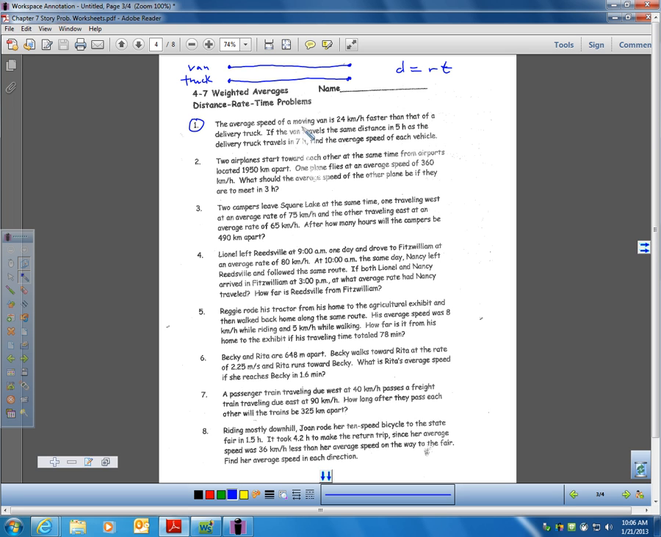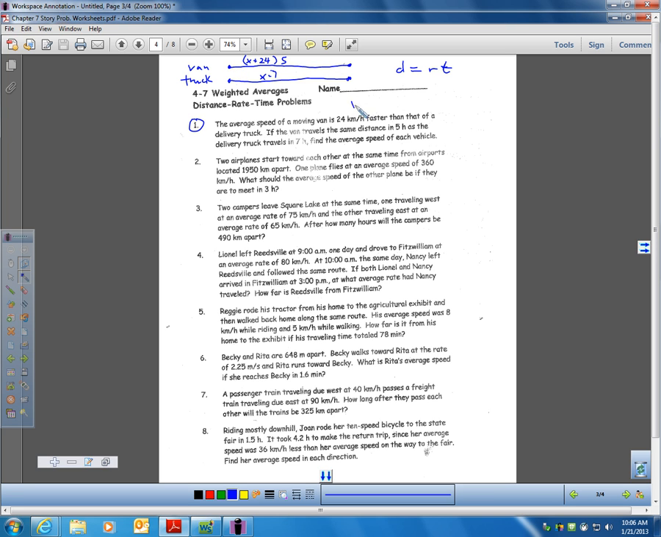Now, the van is 24 kilometers per hour faster than that of the truck. So the rate, I have no clue what the truck's rate is. I'll just call it X. There's the truck's rate. I don't know how fast it's going. The van is 24 kilometers per hour faster. So if the truck is traveling X kilometers an hour, the van must be going X plus 24, right? The van travels in 5 hours, so the time for the van is 5. So here's the rate and time of the van. It's rate times time. The truck travels 7 hours. Here's the rate times time of the truck. Now remember, these distances are the same.